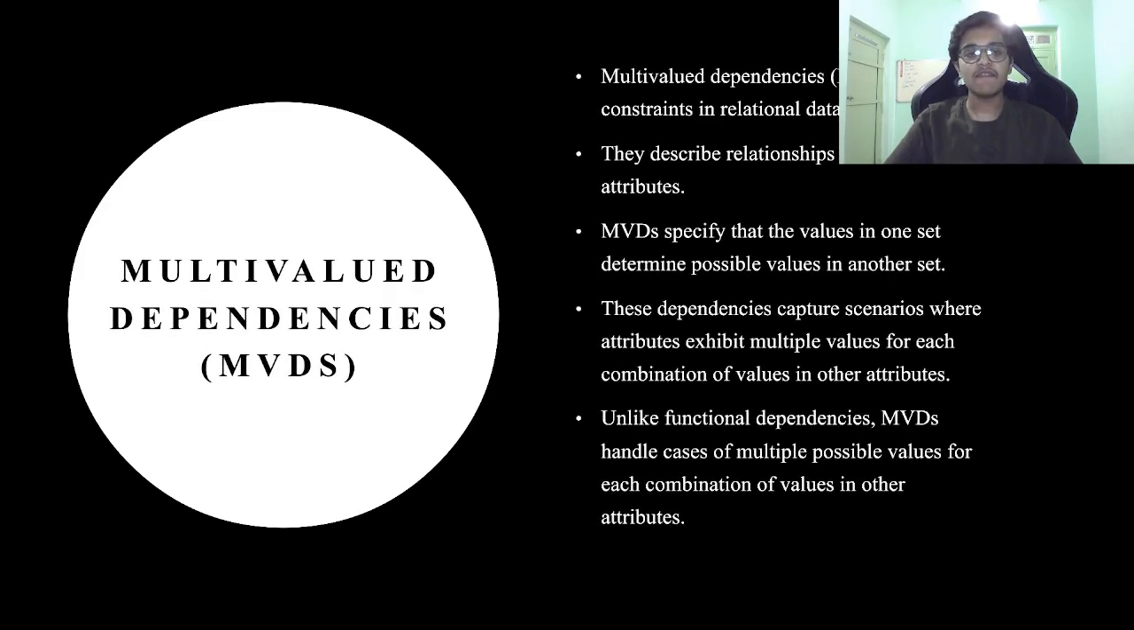We have multivalued dependencies, or MVDs. Multivalued dependencies, or MVDs, are constraints in relational databases. They describe the relationships between sets of attributes. MVDs specify that the values in one set determine possible values in another set. These dependencies capture scenarios where attributes exhibit multiple values for each combination of values in other attributes. Unlike functional dependencies, MVDs handle cases of multiple possible values for each combination of values in the other attributes, as follows. Moving on to the next slide.